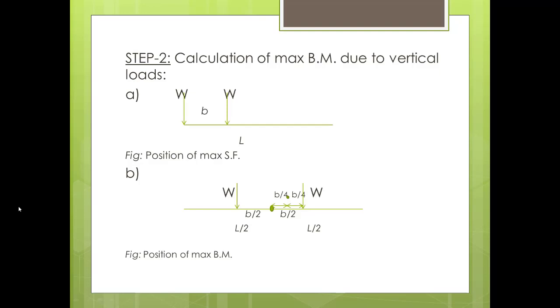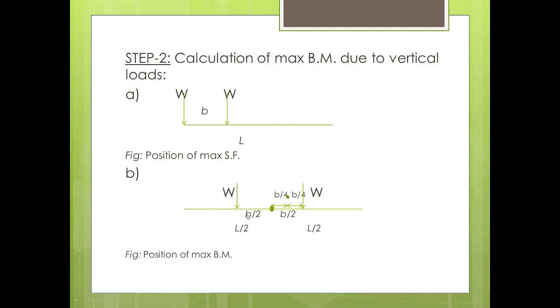In the first diagram, we see there are two loads. The spacing between the two wheel loads is B. This is the position where we get the maximum shear force. Now in the next diagram, we can see a span which has a length L. This is L by 2, and this is L by 2.